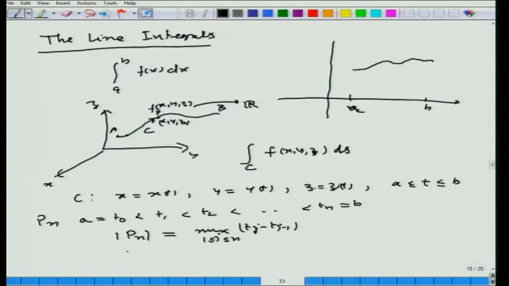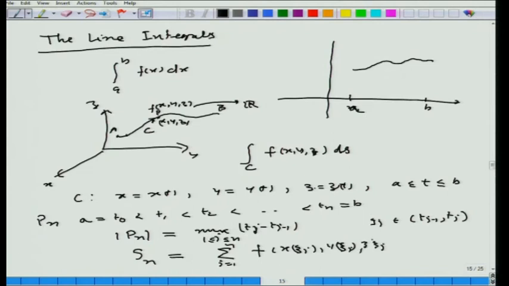Then we consider this kind of sum Sn, summation j equal to 1 to n of f, where on the interval we have, let us say, xi j belonging to tj-1 to tj. Then you define f at x(xi j), y(xi j), z(xi j) times tj minus tj-1.